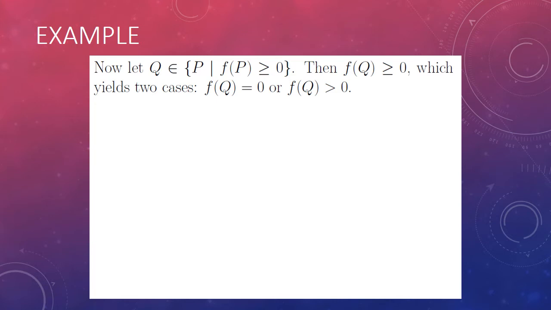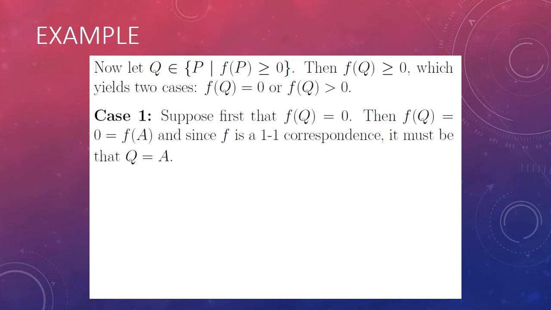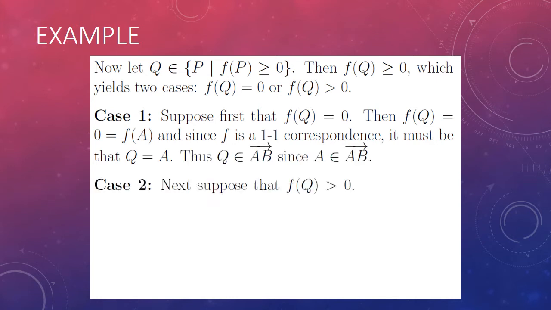To do the second part, we do the same thing in reverse. We start with Q saying that f of Q has to be greater than or equal to 0, and that yields the two cases: f of Q is 0 or it's strictly greater than 0. And then we handle those individually. If f of Q is equal to 0, then f of Q has to be equal to f of A, and you can use the fact that f is a one-to-one correspondence to give you that Q is A, which means that Q has to be in the ray AB because A is.